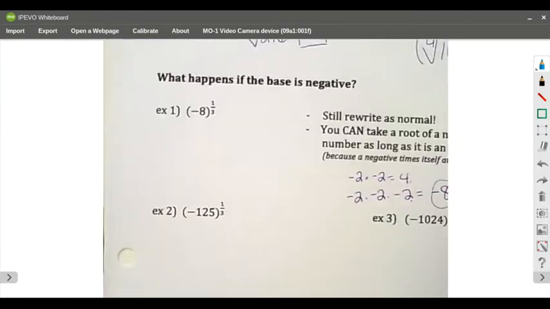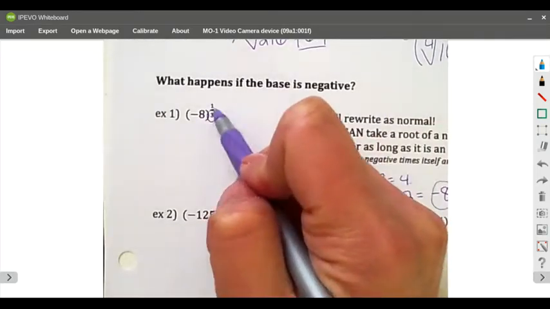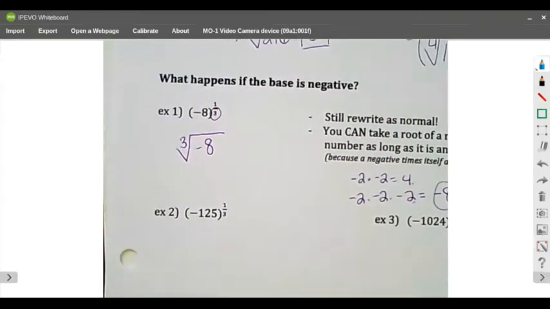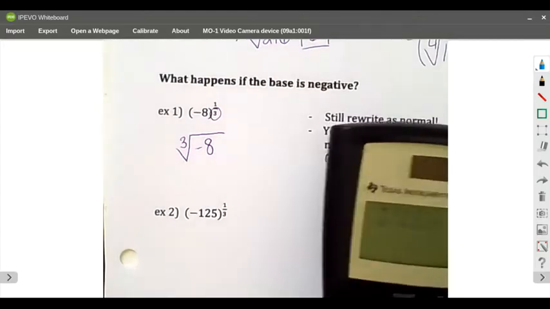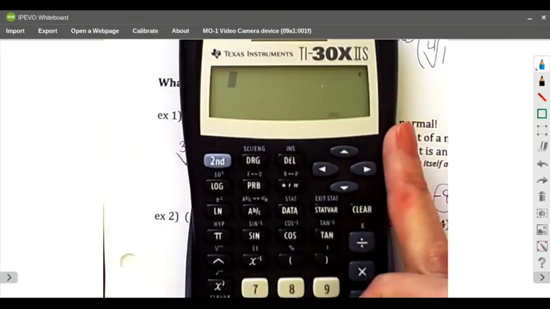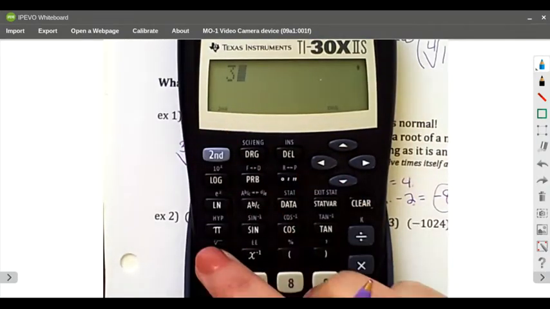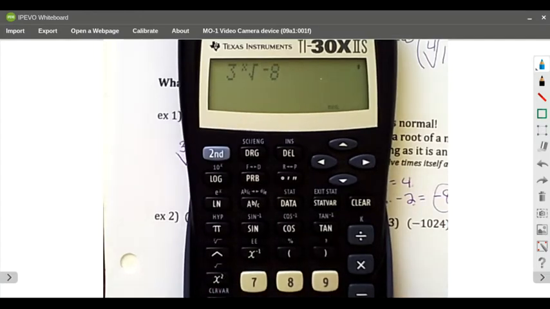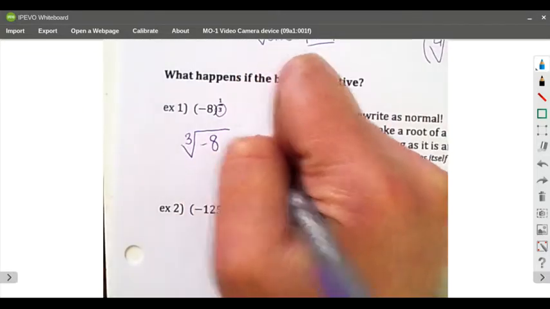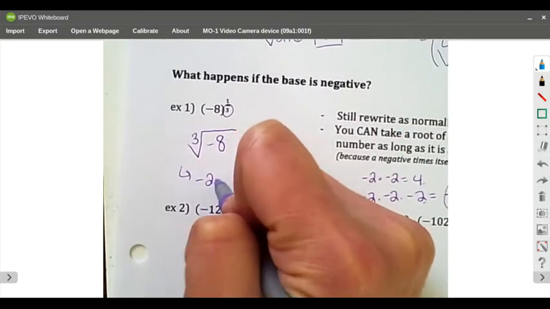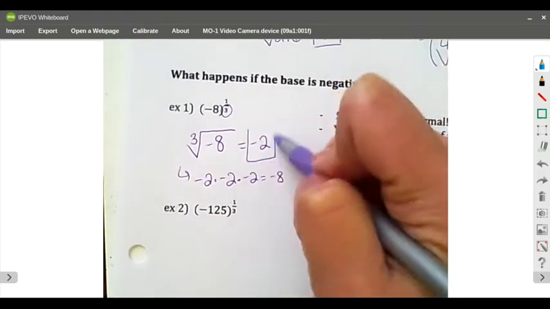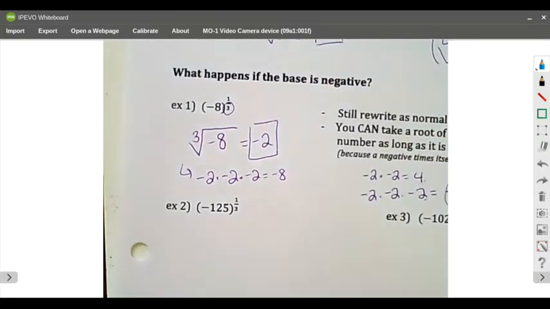Okay, so first, you're still just going to rewrite it as normal. So this denominator is my root. So it's the 3rd root of -8. And you still just plug this right in the calculator, and it'll show you what the answer is. So we're asking ourselves, what times itself 3 times is -8? So it's cube root, then I hit second, the root button, and then put in -8. So see how it's -2? So this answer is -2. And that's, again, because -2 times -2 times -2 equals -8. So you still do it the same way, just your answer most of the time is negative.